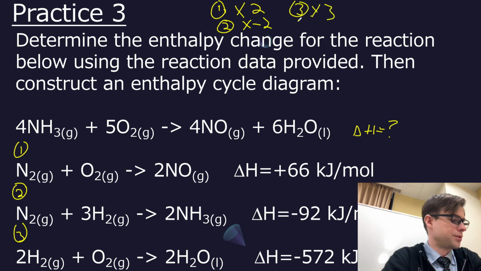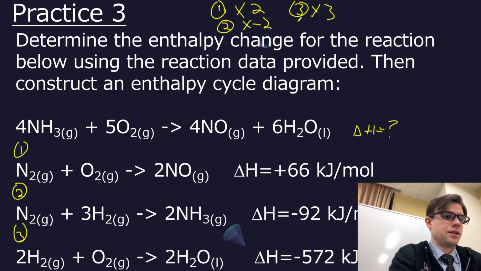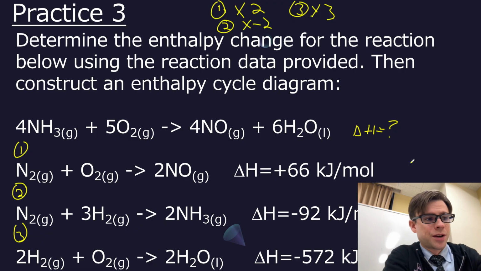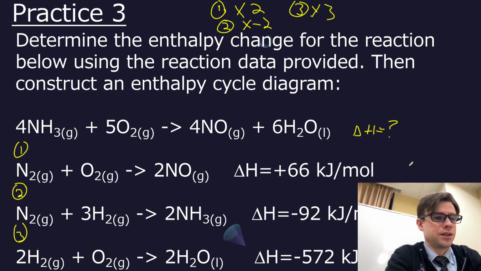Equation 3 then, triple that. Equation 3 times 3, because we need 6 H2O, and we have only 2 H2O in that equation. That's the only equation that has any H2O. So we absolutely have to triple equation number 3. So if we do that, you can check, but adding together those equations after multiplying by those factors will give you the target equation.